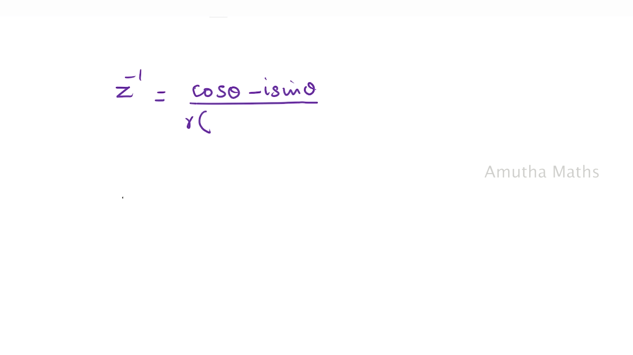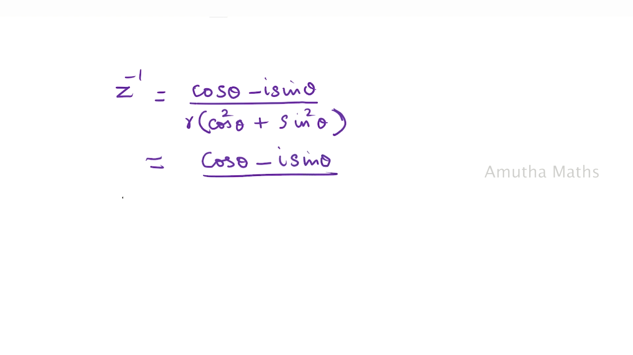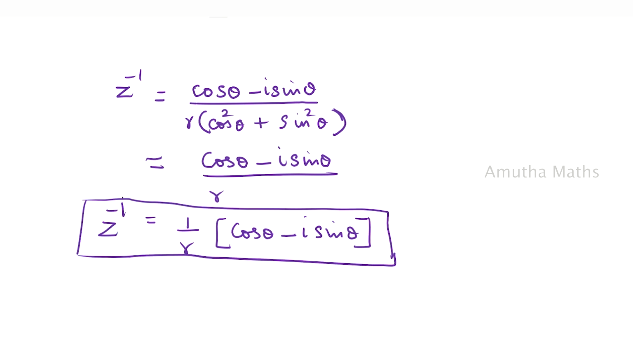அப்ப என்ன போடலாம் நம்ம? So r into cos square theta plus sin square theta. So that is equal to என்ன வரும்? Cos theta minus i sin theta divided by, what is cos square theta plus sin square theta? That is 1. So that is equal to 1 by r into cos theta minus i sin theta. So this is what is z inverse. So this is the first property.